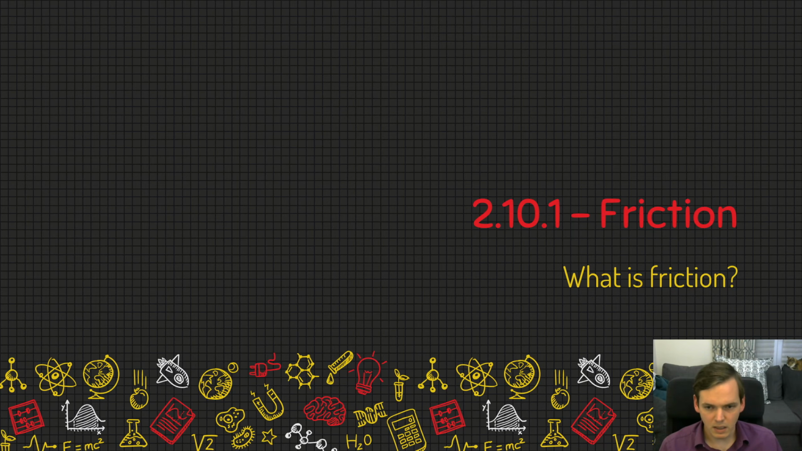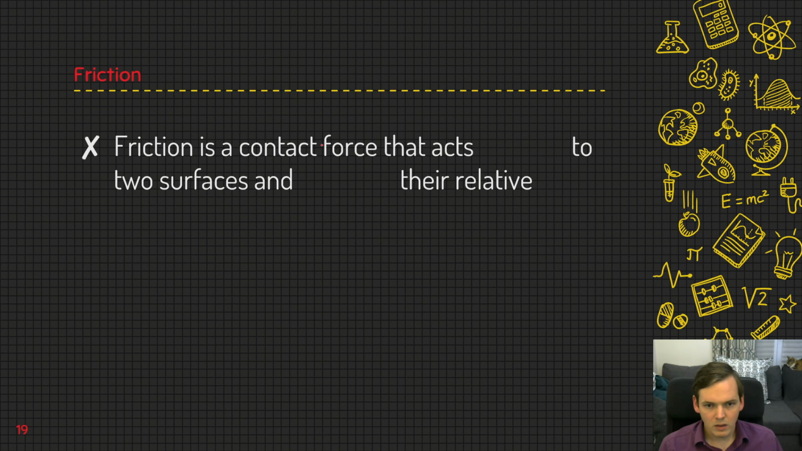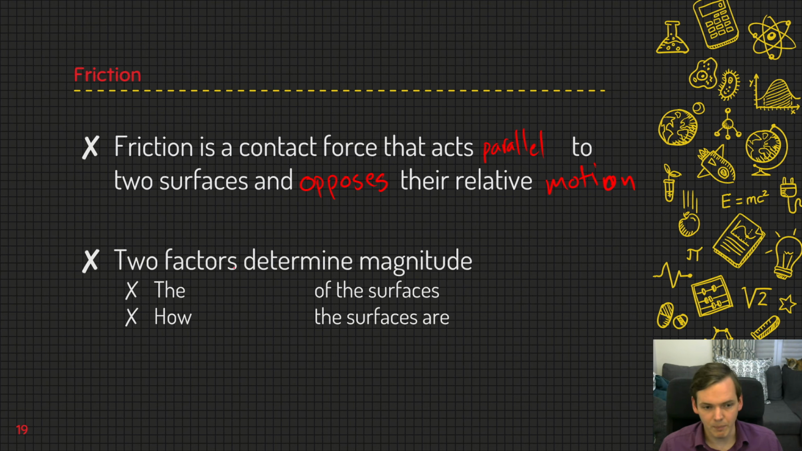All right, let's take a look at friction. So friction, as we learned before, is a contact force that acts parallel to two surfaces and opposes their relative motion. So if you have two things touching and they're trying to move, there's going to be friction between them. Two factors are going to determine the magnitude of the friction.